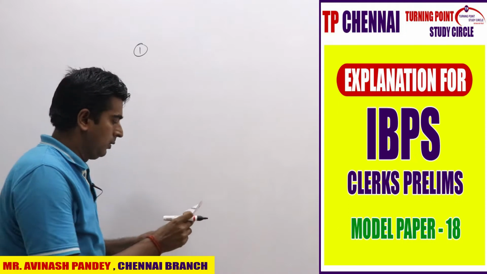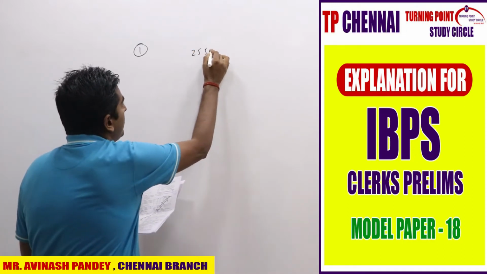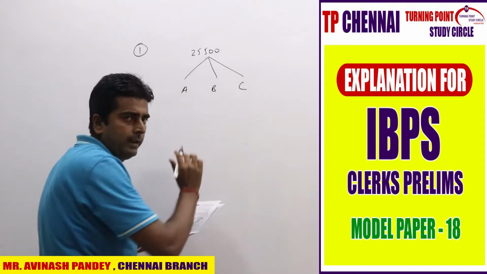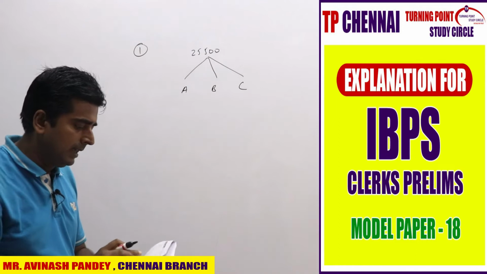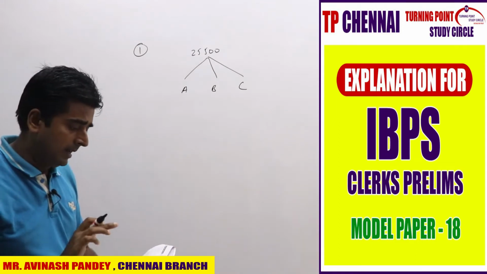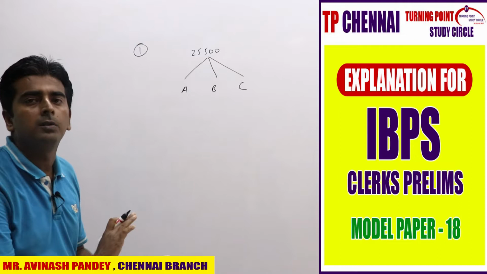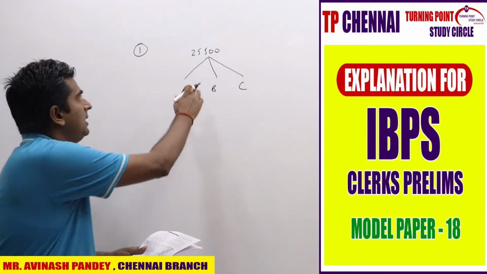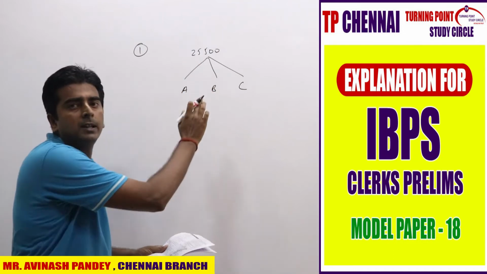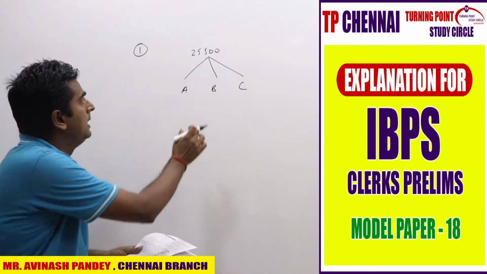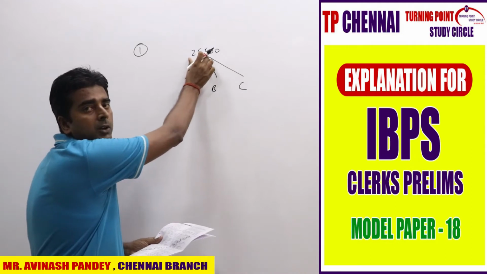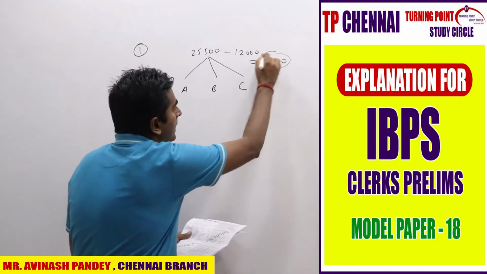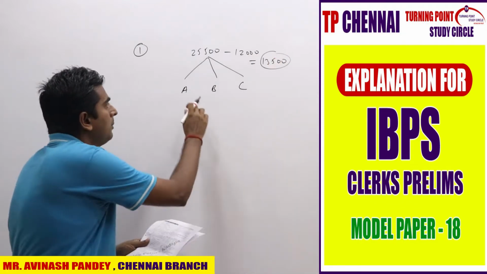When you see here, rupees 25,500 is divided among A, B and C, right? This is what they have given you. Then they are saying that A gets rupees 4,000 more than B and C gets rupees 8,000 more than B. How to solve this question quickly? First, 4,000 and 8,000 we need to subtract from 25,500. 4,000 plus 8,000 is 12,000. So 25,500 minus 12,000 is 13,500.